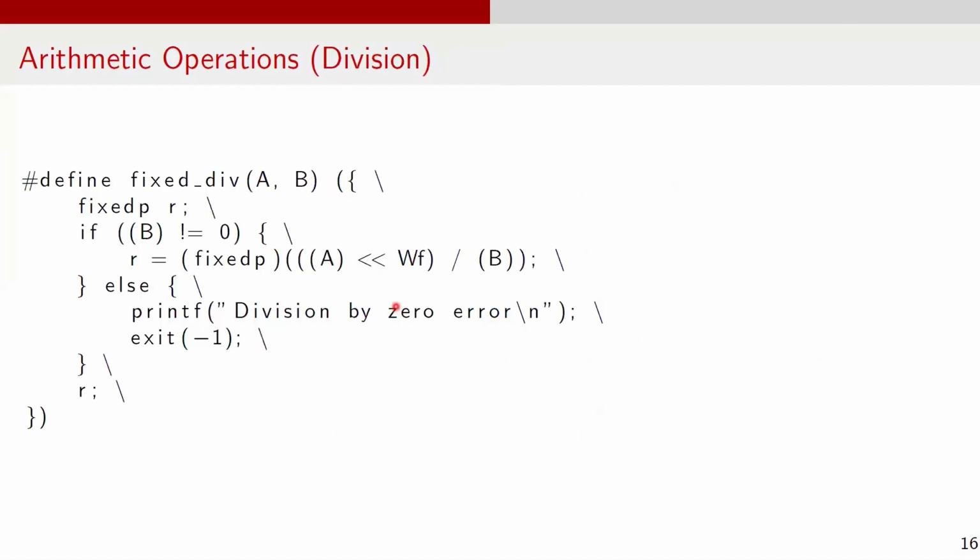Now let's see a macro that performs a division on two fixed point numbers a and b. Here is the breakdown of the macro. First, it declares a fixed point variable r. Then it checks if the divisor b is not equal to 0. This is to avoid a division by 0 error. If b is not 0, then it performs the division of a by b. It left shifts a by wf bits and then the long division is performed. If b is 0, indicating a division by 0, it exits the program with an error code. This result r is returned.